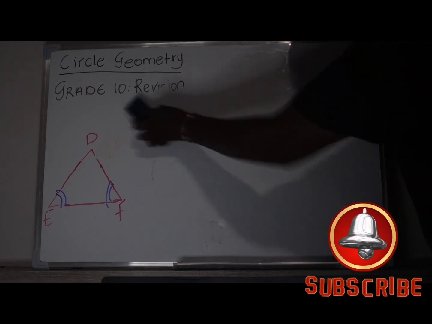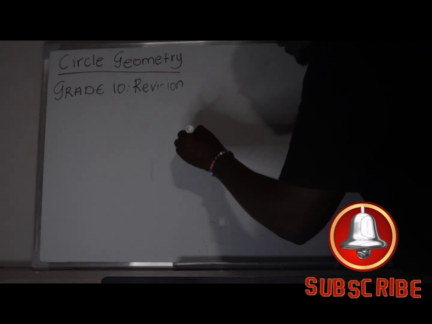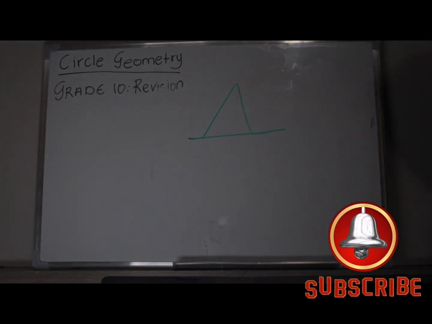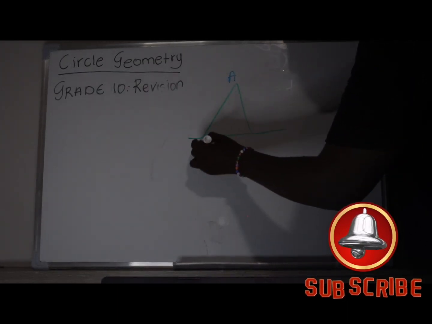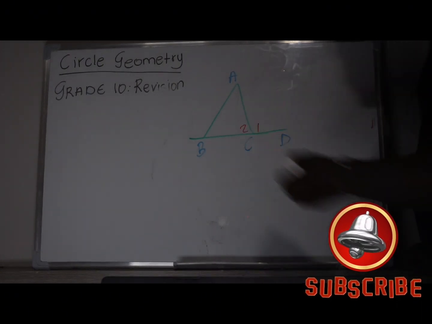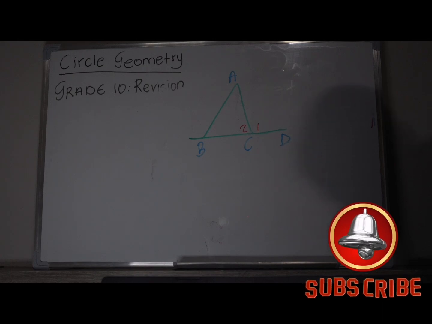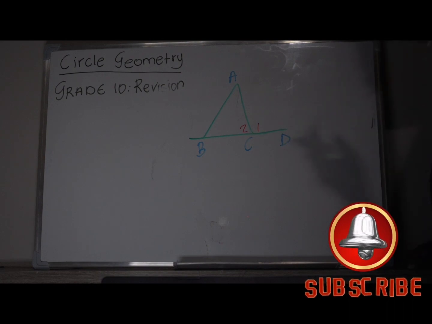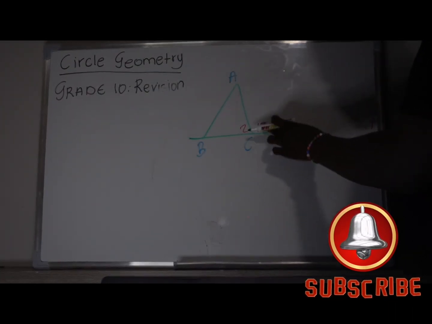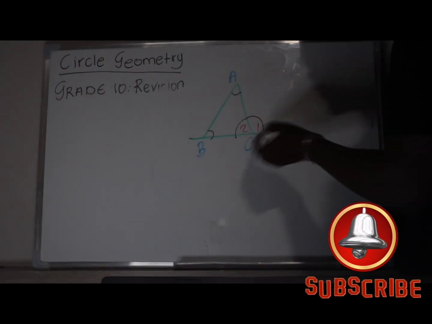The last triangle. You've got something of this nature. You've got A, B, C, D, and C is already split into C1 and C2. Now, that's very important. If you have a triangle like this one and an angle outside this triangle, let's focus on this angle C1.